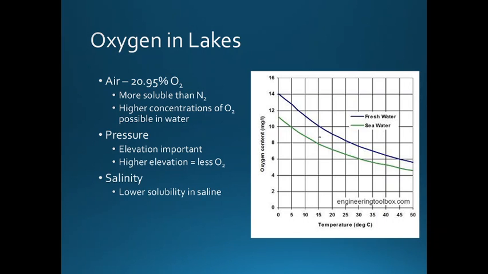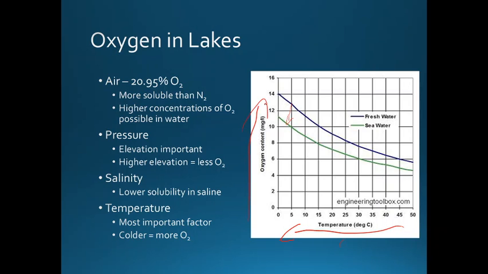Salinity. What we see is seawater is always lower, and the reason you can think of that is seawater has less oxygen, essentially because the dissolving capacity of water is taken up by the salt. But what we see is temperature is still the most important factor here. Remember, the colder the water, the more oxygen you get.